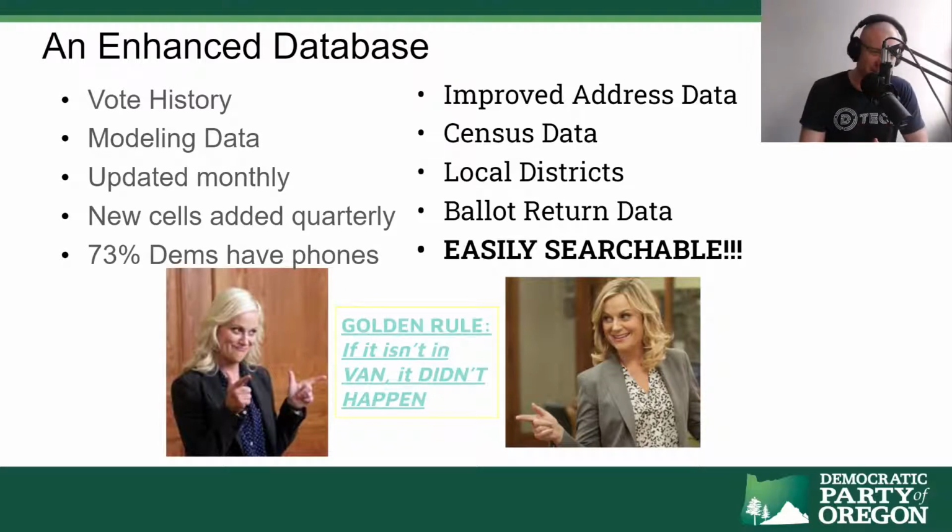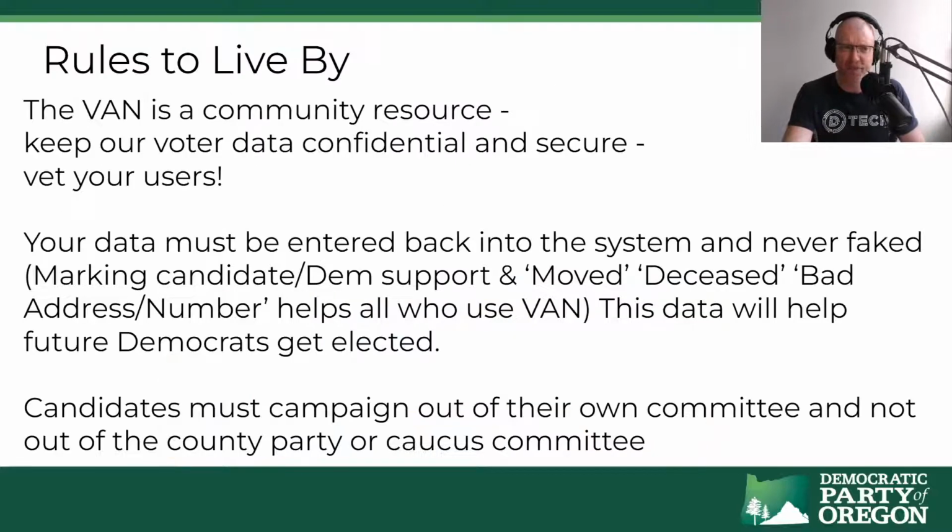It has vote history, it has modeling data, and it's updated monthly. Like I said, it's the most up-to-date voter file in Oregon. During COVID, we couldn't knock on doors, so we went all out adding new cell phones to our VAN, and it still is a benefit to this day, as 73% of Democrats have phone numbers. We have census data, local districts, and ballot return data, also called matchbacks, which is super important in those two weeks before Election Day, where we tell you who has already cast their ballot and you can exclude them from your list automatically inside VAN. It's pretty slick.